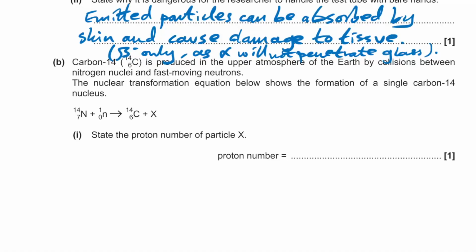Carbon-14 is produced in the upper atmosphere. State the proton number of particle X. Okay, so therefore it has to be 1 in order for it to balance out. And then this has to be 15, doesn't it? And that has to be 1, doesn't it? So therefore it's just 1.